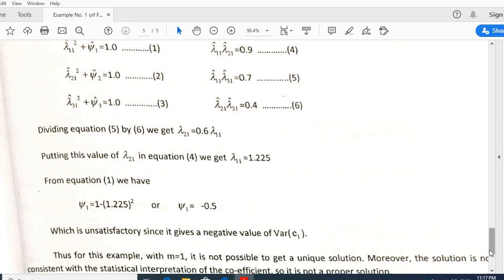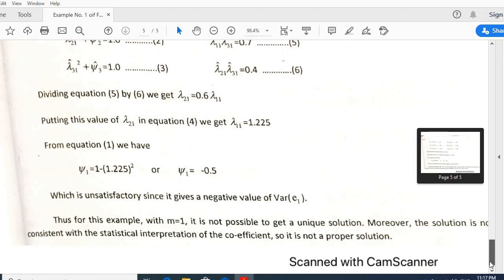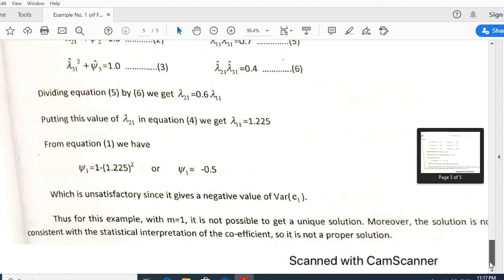Thus, for example, with m is equal to 1, it is not possible to get a unique solution. Moreover, the solution is not consistent with the statistical interpretation of the coefficients, so it is not a proper solution.